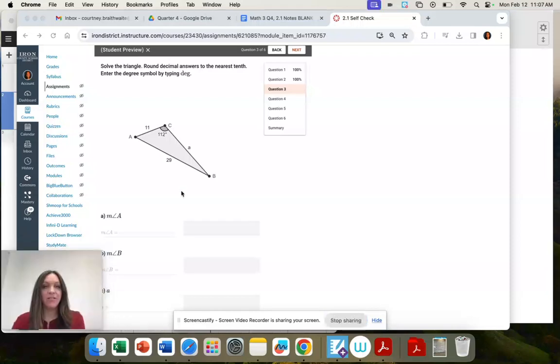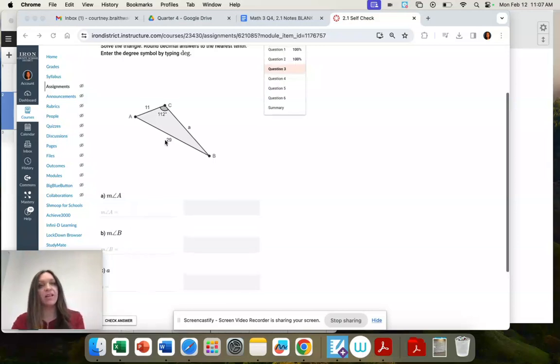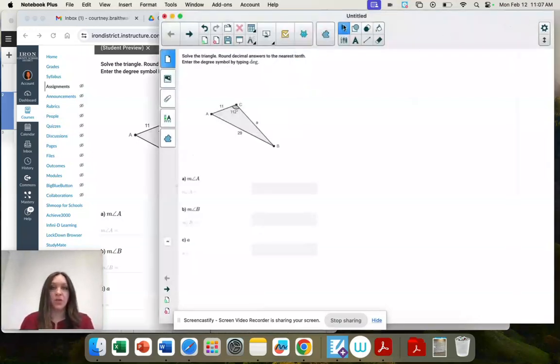Question 3, solve the triangle. So this time we want to find two angles and a side. I can't just subtract from 180 because we only have the one angle. So I'm just going to write out all of my law of sines.